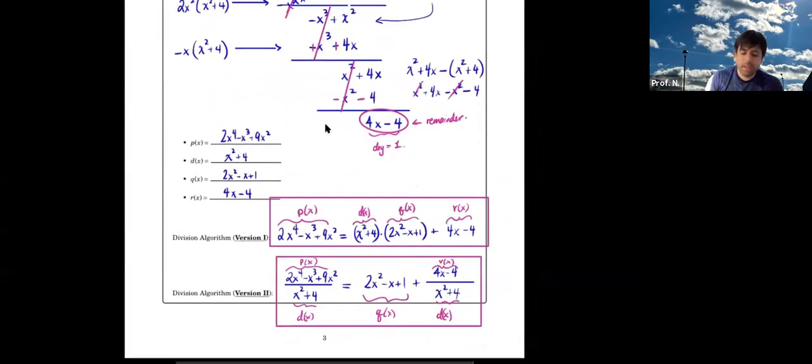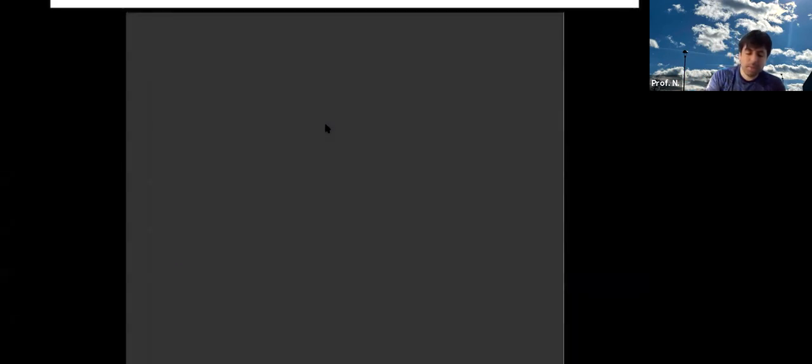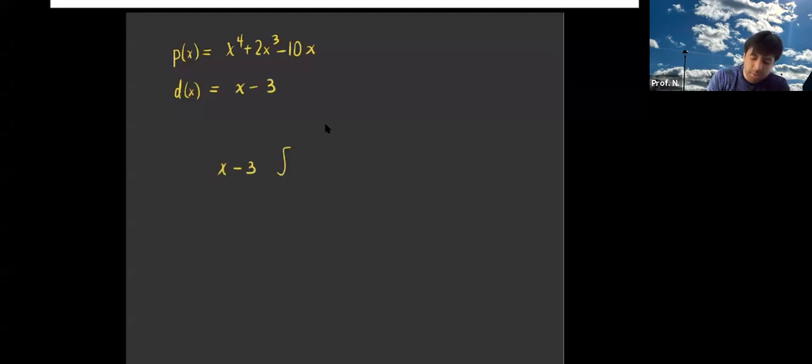Okay, so now you're like, we got that, we understand that. We're going to do it one more time, guys, and then I'll show you something different. What happens when my polynomial is x to the 4th plus 2x cubed minus 10x, and I'm going to divide this by the divisor x minus 3? I'm going to repeat the same process again.